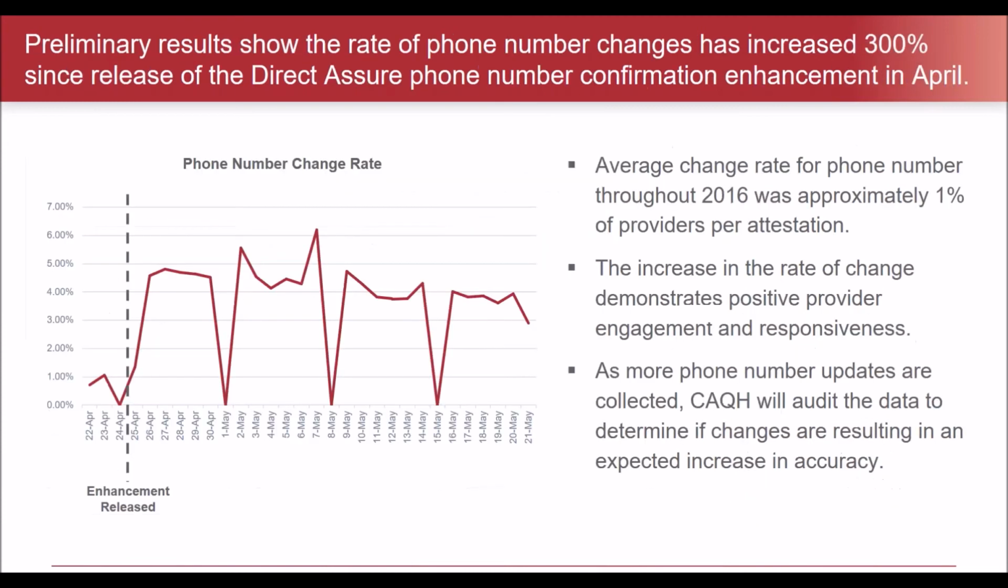Let's go to the next slide just to see some of the early results. So we released this pretty recently in April, but since April, we've seen a tripling of the change rate in the phone numbers. So where around 1% of providers were updating their phone numbers, we're now seeing over 3% of providers updating their phone numbers. We're seeing some early signs of accuracy gains here as well, but we're going to give it a little bit more time to have a more significant sample size before we report the final outcomes here.